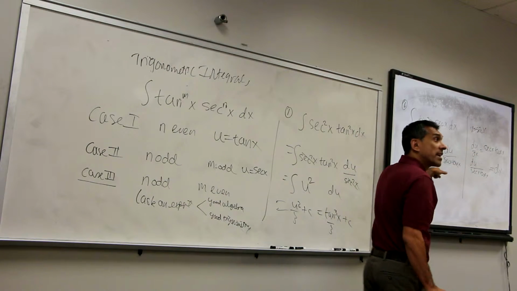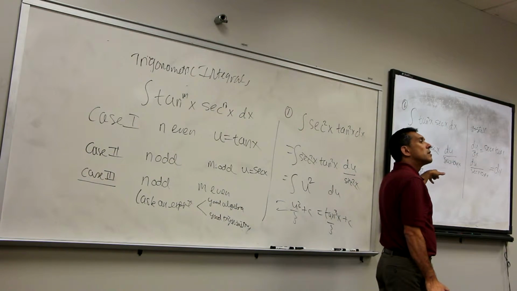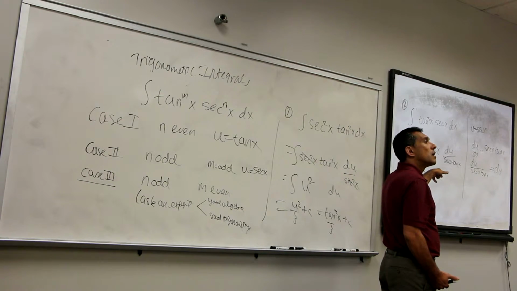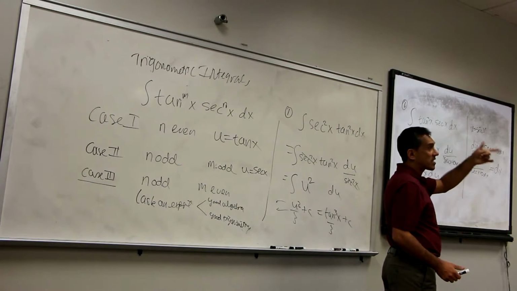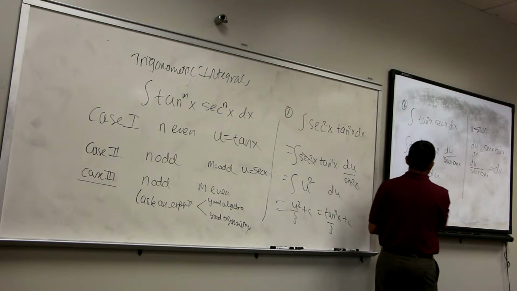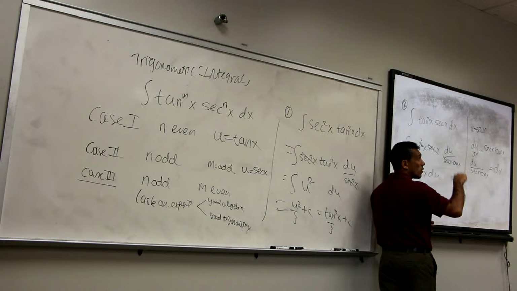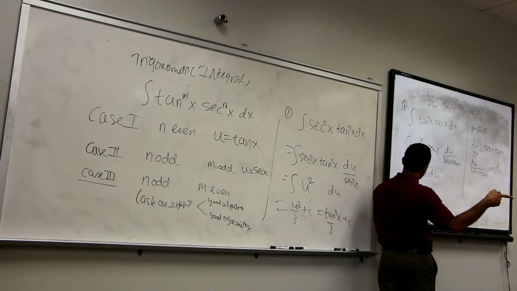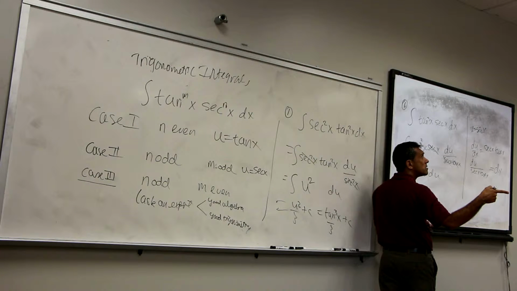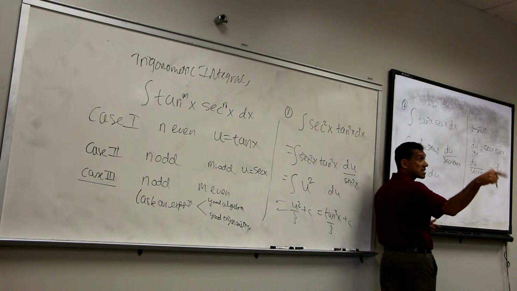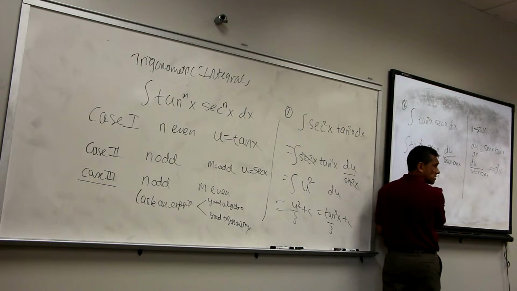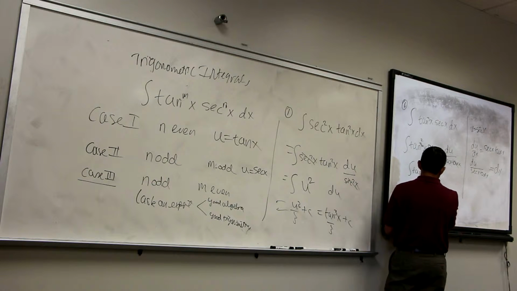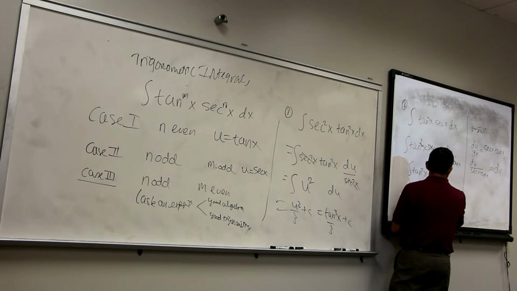What is the tangent squared of x? Secant squared minus 1. I'm sorry? Secant squared x minus 1. I'm sorry, 1 minus secant squared. Tangent squared, oh, there. 1 minus secant squared. Yes? Oh, yeah. 1 minus secant squared du.